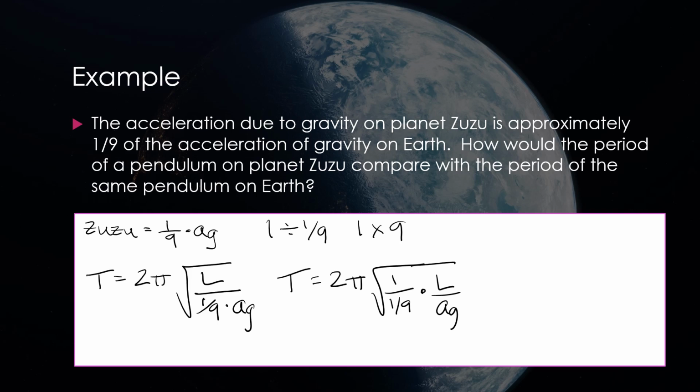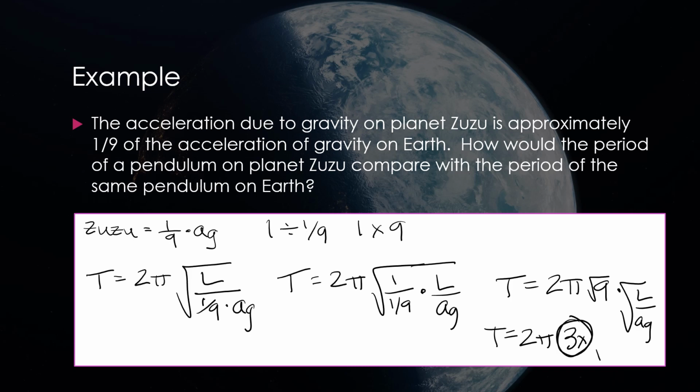So that's reasonable. What I'm saying now is the period equals 2 pi times the square root of 9 times L over a sub g. We know that the square root of 9 is 3, so the period is 2 pi times 3 times the square root of L over a sub g. If I do something to one side, I must do it to the other. So the period is 3 times greater on planet Zuzu.